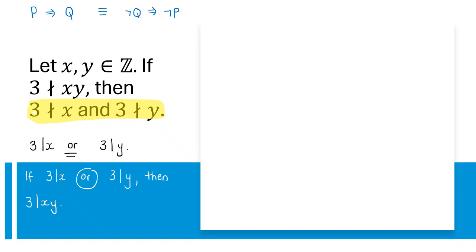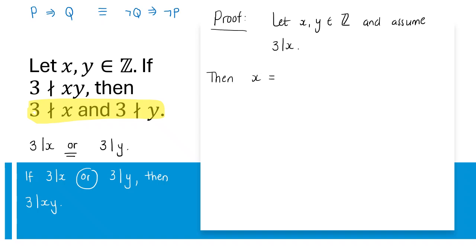All right, so let's start our proof. We are going to let x and y be integers, and we are going to assume the following. Now, our hypothesis says if 3 divides x or 3 divides y, we can assume any one of these two because it's a disjunction. So let's assume 3 divides x. What does it mean? This means we can write x as a product of two integers where 3 is one of the factors. So let's say x is equal to 3m, where m is an integer.